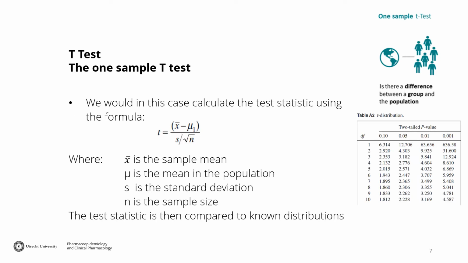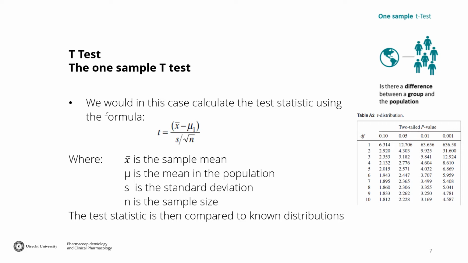For calculating the test statistic for the one sample t-test, we have this wonderful formula. We start with the sample mean, and we subtract that from the mean of the population, which is something that we know. Then we divide that by the standard deviation divided by the square root of the sample size. From that we get the test statistic, which we then can compare to the known distributions.